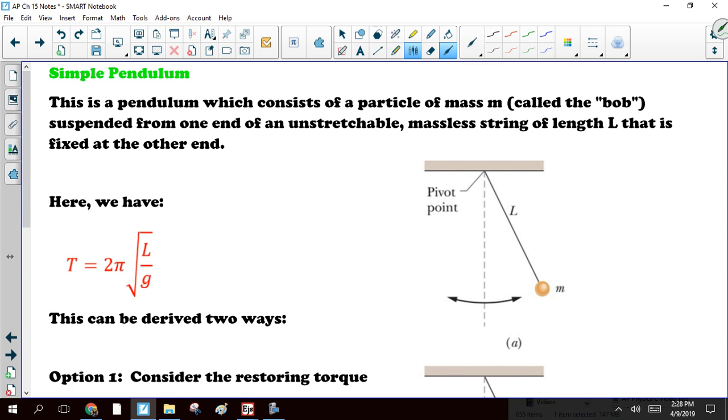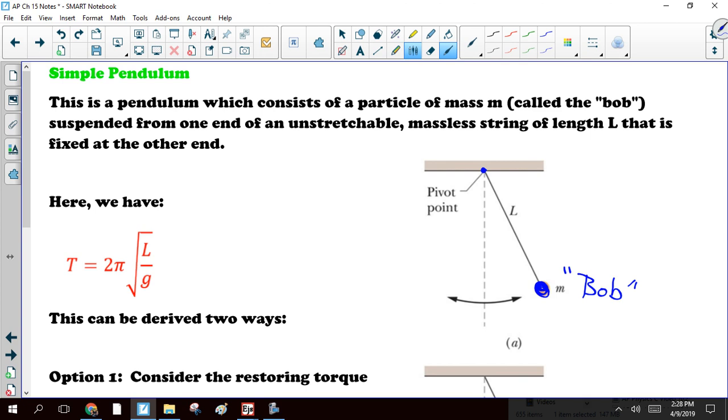Okay, so the next thing we need to talk about is what's called a simple pendulum. A simple pendulum is a pendulum that basically has a particle of mass m, called the bob, suspended from one end of an unstretchable massless string of length L that's fixed at the top point, okay?